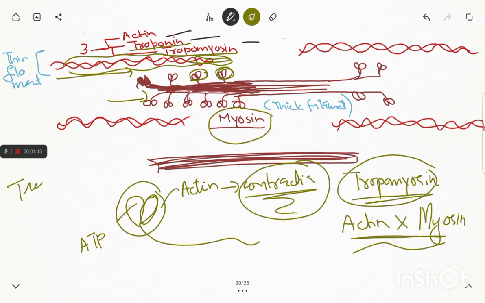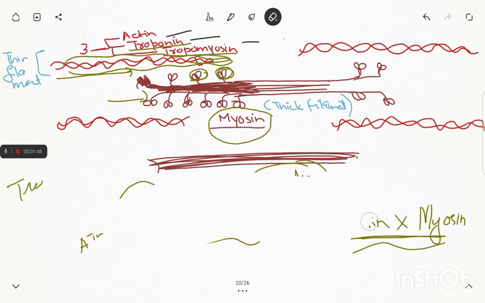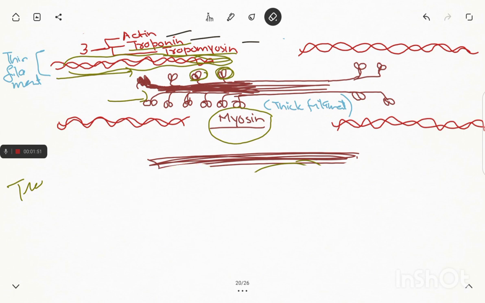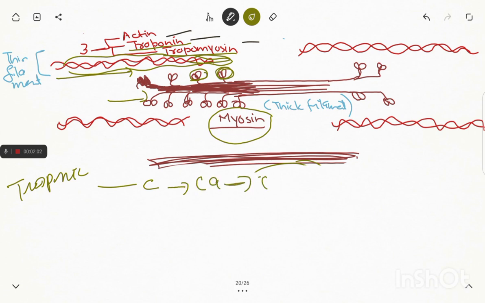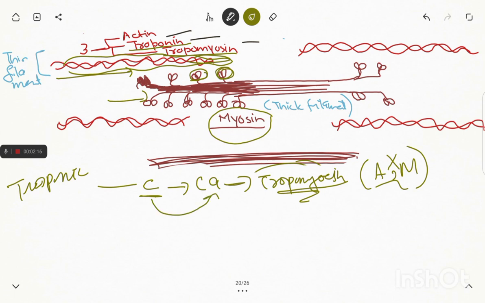When we talk about troponin, we have three types of troponin. There is troponin C that basically binds to calcium, and as it binds to calcium, it removes tropomyosin. Where was tropomyosin present? Basically, tropomyosin was present between actin and myosin, and was making sure that they do not bind. So when troponin C gets activated because of calcium, it makes sure that tropomyosin is removed from its position, and actin and myosin can bind or interact with one another.